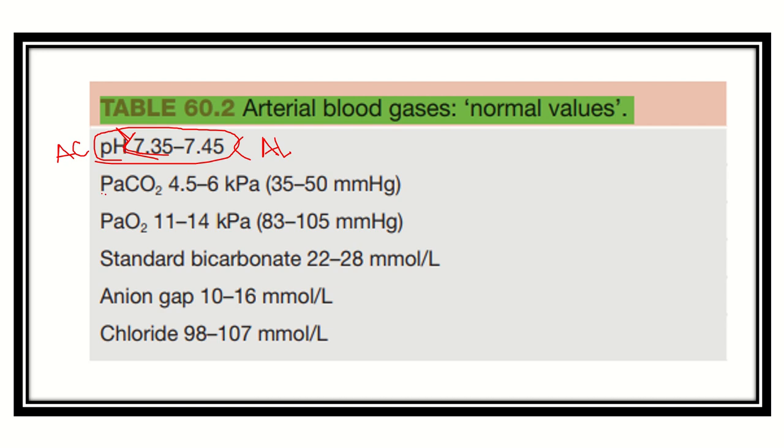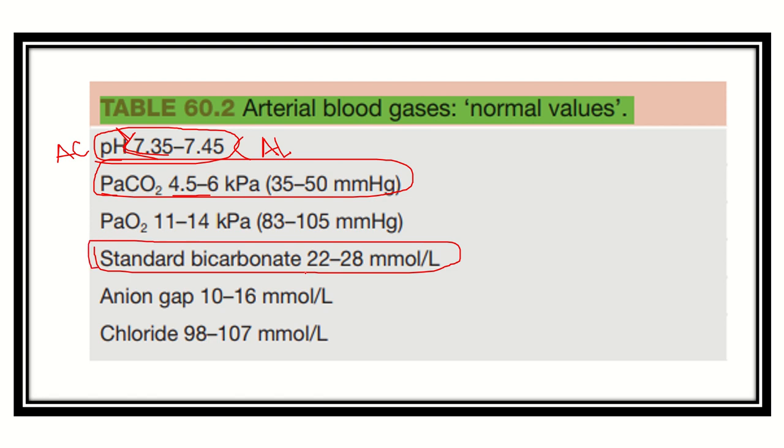Then the second important parameter is the partial pressure of carbon dioxide. The normal range is 4.5 to 6. It is very easy, 4.5 to 6. The third most important is the bicarbonate level, which is 22 to 28 millimoles per liter. These three important parameters we have to remember very carefully. Other values here are the anion gap of 10 to 16, partial pressure of oxygen 11 to 14, and chloride 98 to 107.